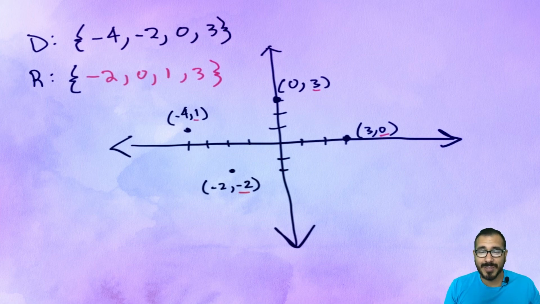All right, folks. So again, when we're looking at the domain, we're trying to look at the x values. When we're looking at the range, we're looking at the y values, how low to how high.